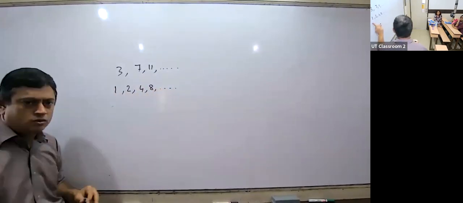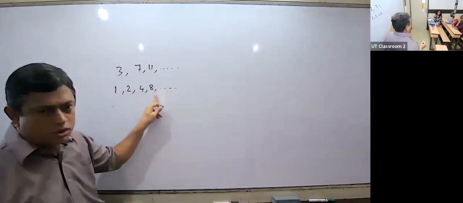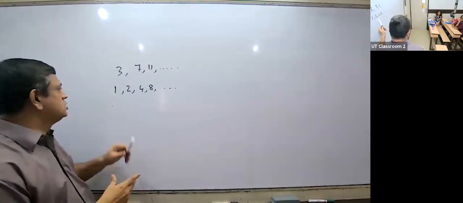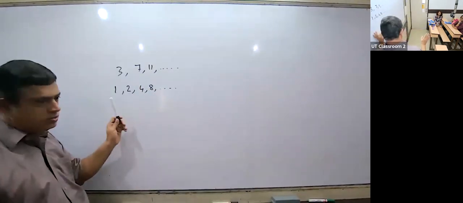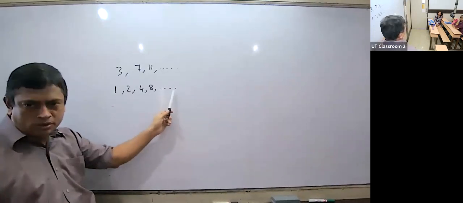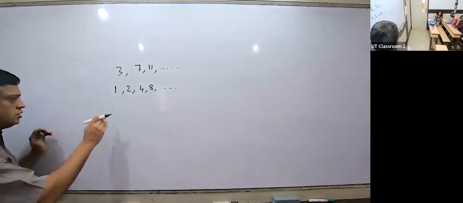Now, if it is given this way, what is this? Into 2, into 2, into 2. So the next is into 2. How did you get it? Into 2. Okay, so what is the next number? 16. Understood or not? Yes, this way different patterns are coming.